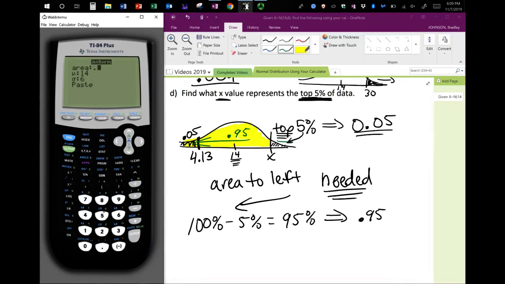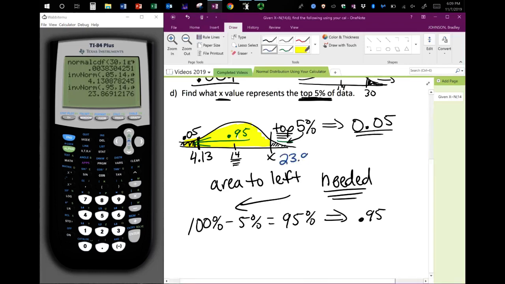So I'm going to put 0.95 into my calculator now, and when you hit enter, you can see the order, the pattern that you go, area to the left, comma, mu, comma, sigma. When you hit enter, 23.8, or 23.9 if we round, 23.9. Now that visually makes more sense to be about there, right?